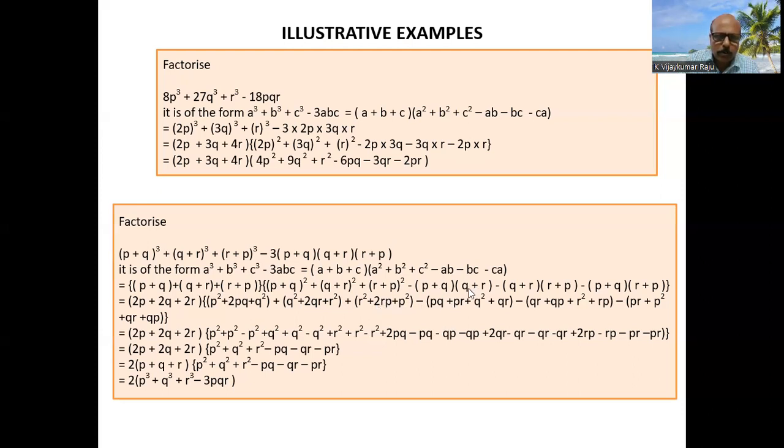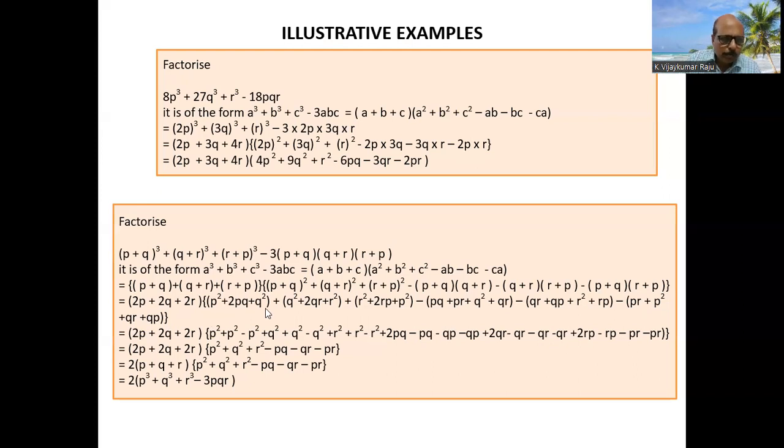Now multiply these two. P into q is pq. P into r is pr. Q into q is q square. Q into r is qr. Minus sign. Again these two: Q into R is QR. Q into P is QP. R into R, R square. R into P, RP. Minus. Again multiply. P into R is PR. P into P, P square. Q into R, QR. Q into P, QP. Okay, so this is the first bracket, 2p plus 2q plus 2r.